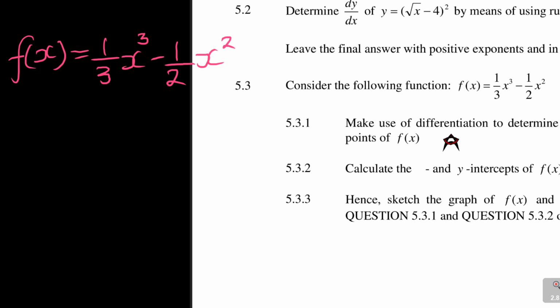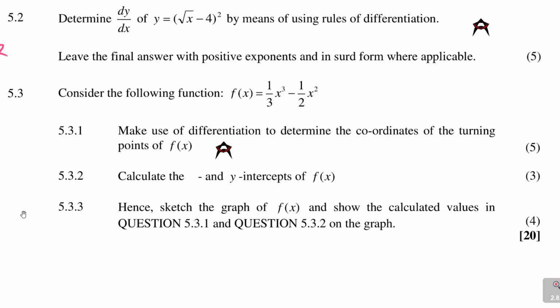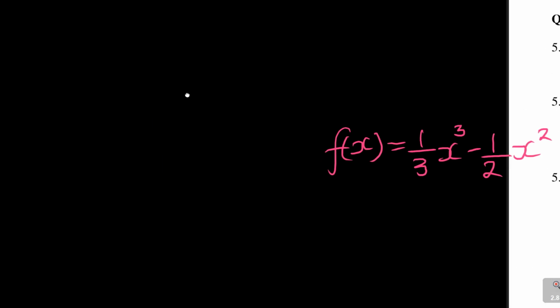Now, when they say here, consider the function, make use of what? Differentiation. Also, because here they didn't put that limitation h goes to 0, so we don't use that. Here they're talking about turning points. Now, what I want you to know is when you see that word turning point, every time you must know turning point is dy over dx. Whenever they say turning point, don't forget turning point is dy over dx.